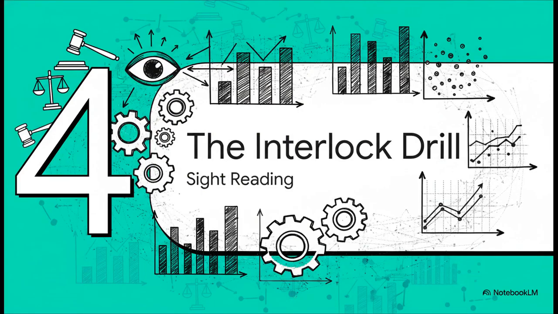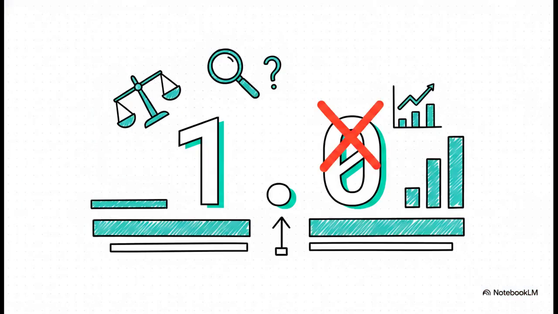Section 4. The interlock drill, sight reading. Reading significance directly from CI boundaries. Now it's time to teach you how to be the judge. This is the interlock drill. I'm going to show you how to read statistical significance purely by sight without ever glancing at a p-value. The absolute crucial point here is knowing your null value.